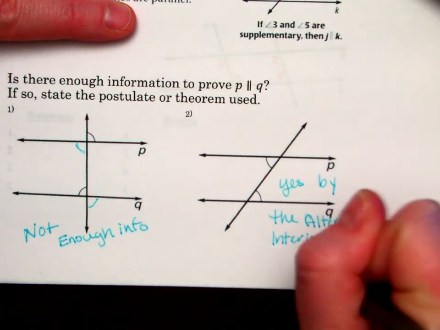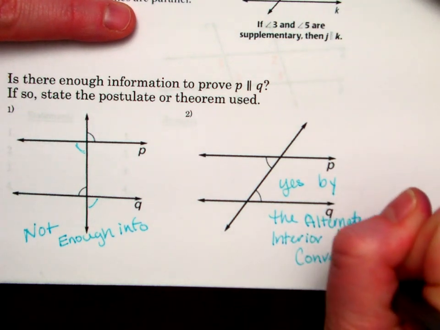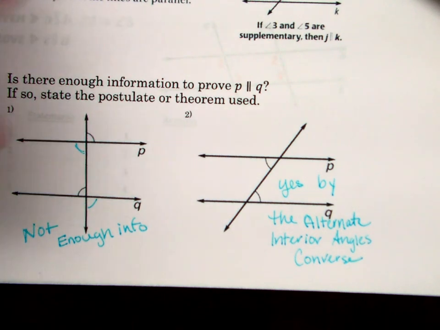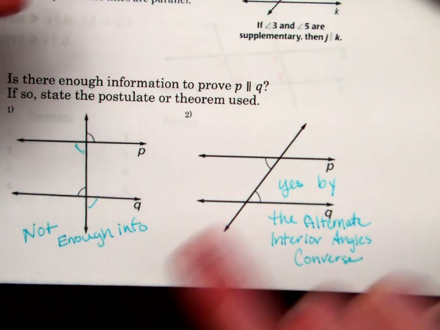angles converse. Now, it's a converse because before we said if two parallel lines were cut by a transversal, then the resulting angles would either be congruent or supplementary. Now we're switching that. We're saying that a line creates angles that are either congruent or supplementary, and by creating those angles to be exactly where they are, alternate exterior, alternate interior, corresponding angles, or the consecutive interior angles converse to be supplementary, then the lines are parallel. So we are working backwards.